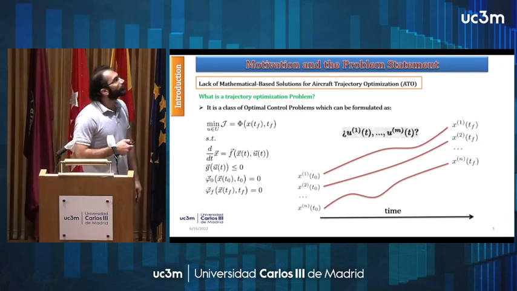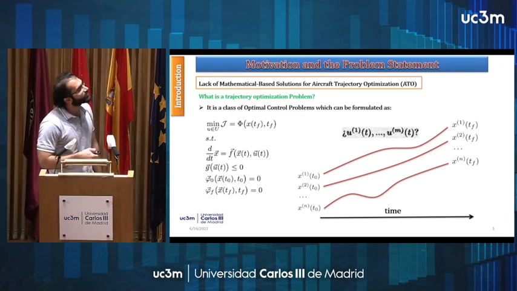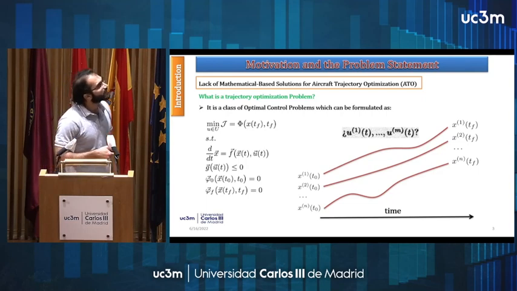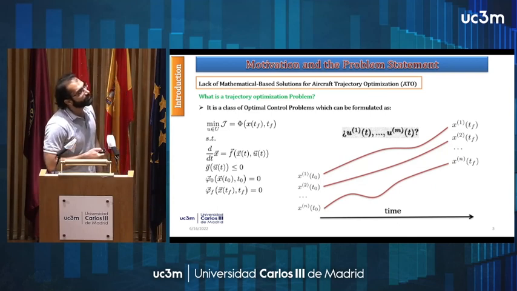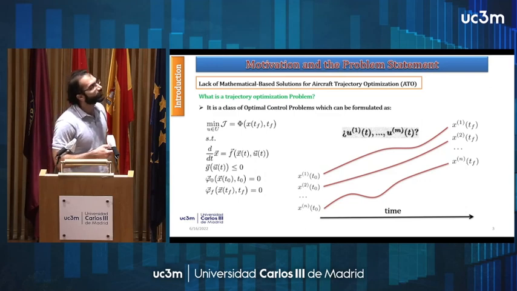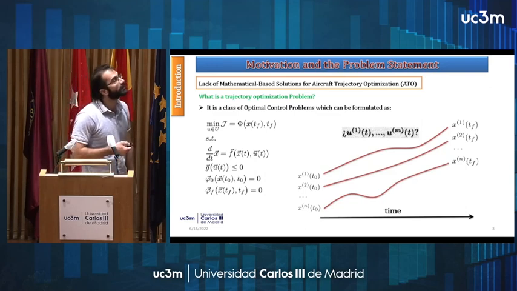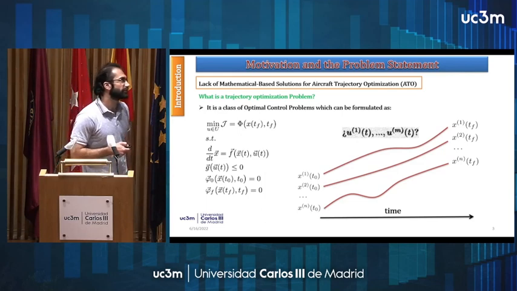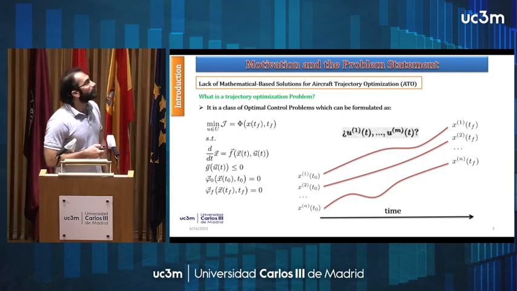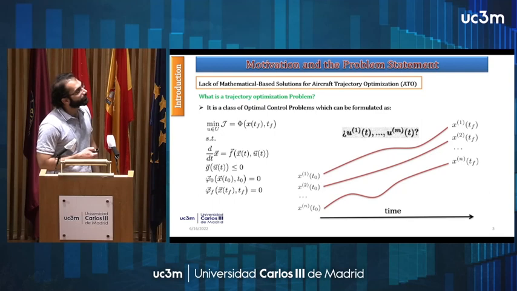So here we are trying to move these initial sets to the final sets by these control decision variables, which are piecewise continuous variables that can move the initial solution to the final solution. So the problem is to find these control vectors.